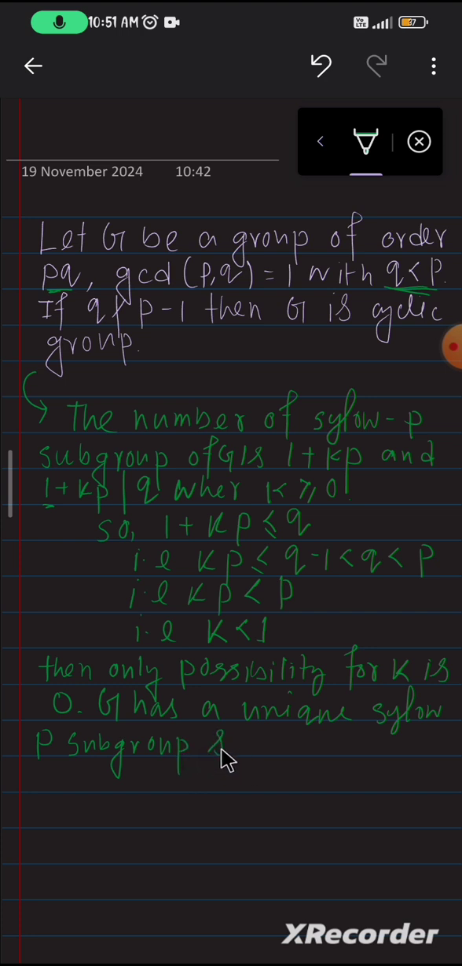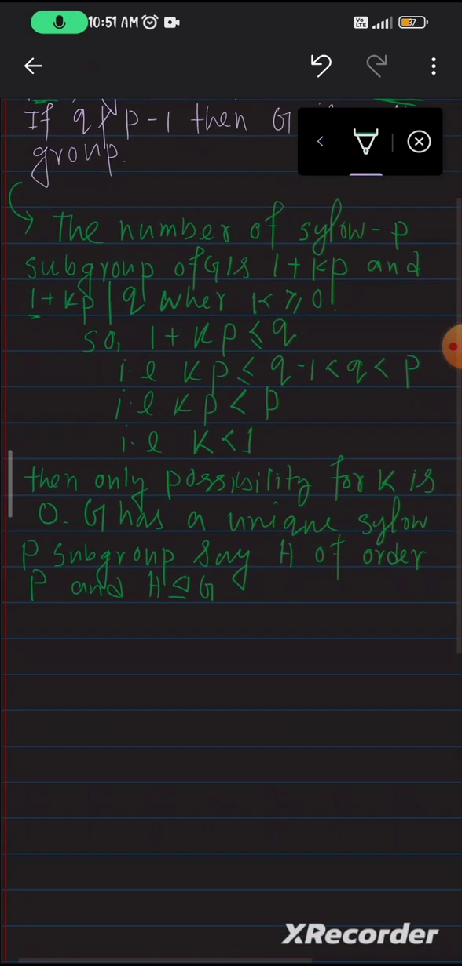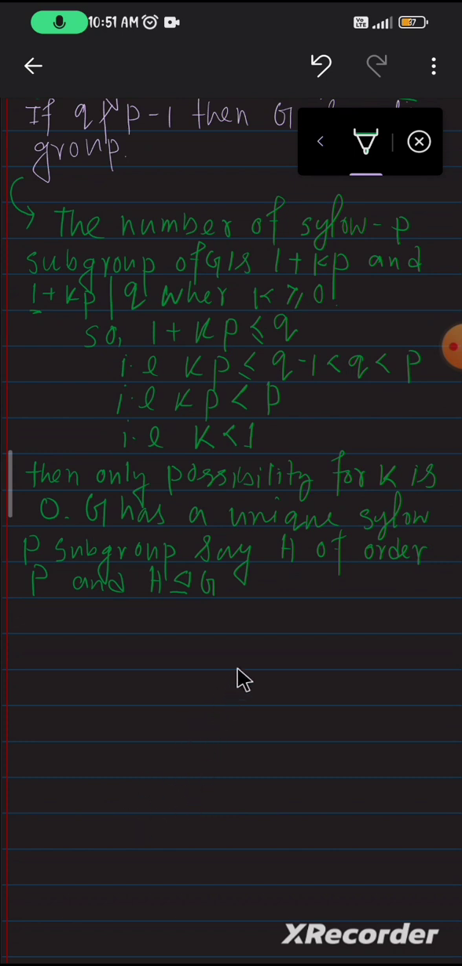Say H of order P. H is a normal subgroup of G. Why? Because H is a unique subgroup, and we know a result that if H is a unique subgroup of G, then it is normal in G. So since H is unique, it is normal in G. Similarly, we find the number of Sylow Q subgroups in a similar way.